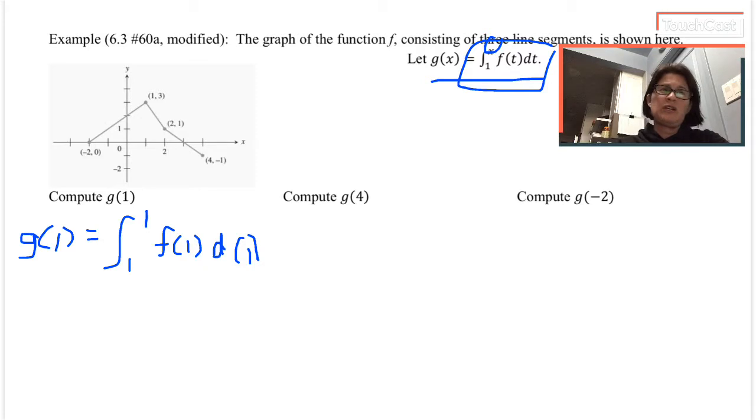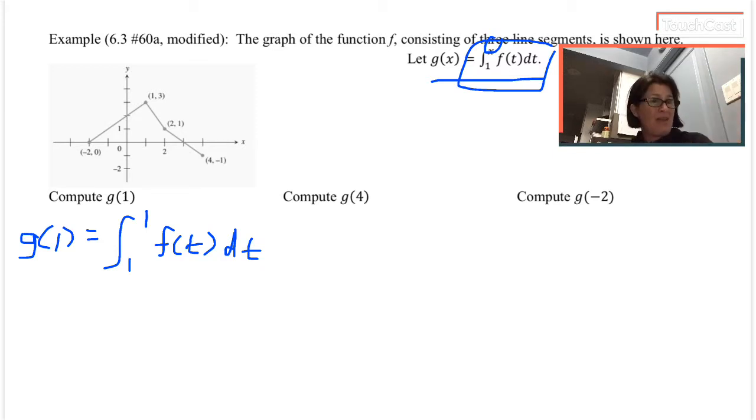But that's not what this notation means. g is a function of x. So when I give you an input, that's what you're going to replace the x's with. You don't get to replace anything else. Well, so this means that g of 1 is the area under the f curve between 1 and 1.